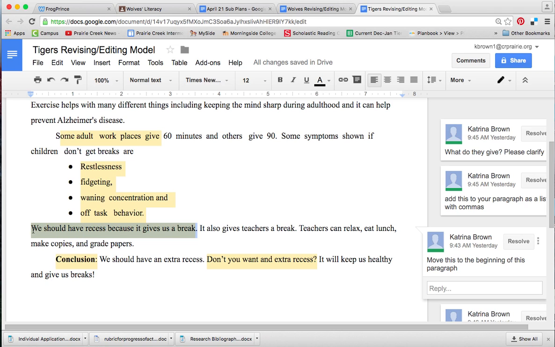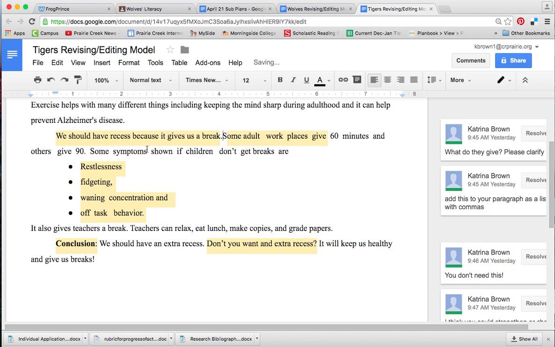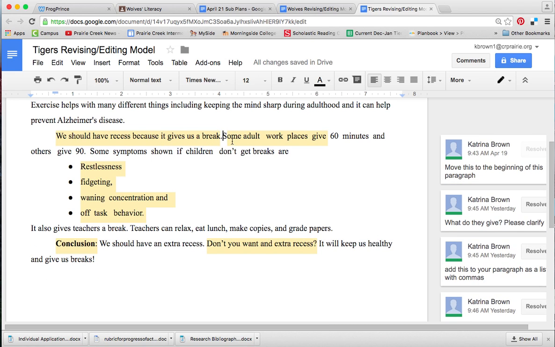So I'm going to take this, and I'm going to cut it out, and I'm going to put it at the beginning. We should have recess because it gives us breaks. All right. Some adult workplaces give 60 minutes and others give 90. I think it means that adults get breaks too.